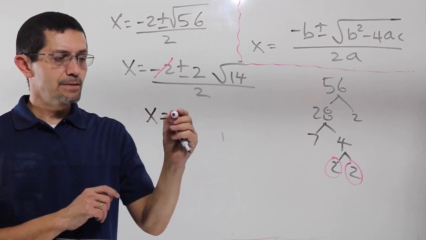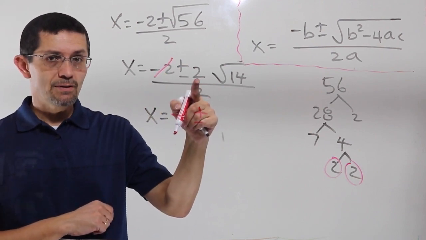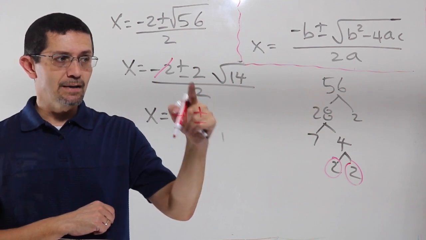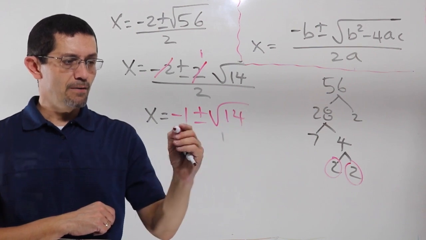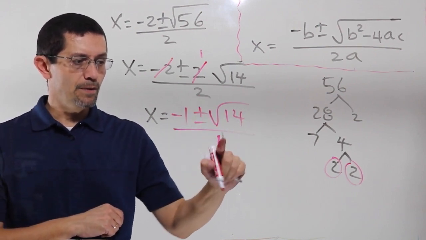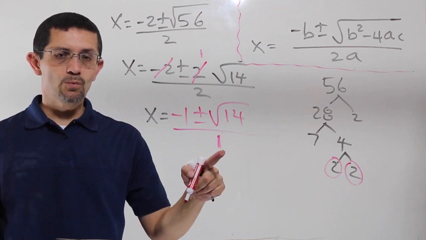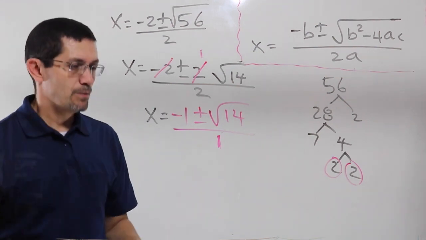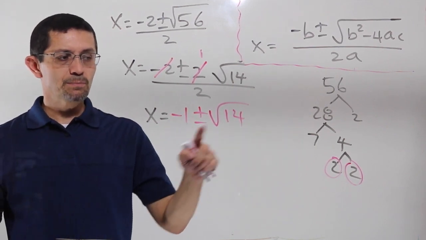-2 divided by 2 is -1 plus or minus. The number on the outside is the one that gets reduced, not the inside. 2 divided by 2 is 1. I don't have to write it down. And the 2 on the bottom divided by 2 is 1. Okay, now this is my final answer. Do I need to put the 1 underneath? No, I don't. We can erase that. Now I have -1 plus or minus the square root of 14.